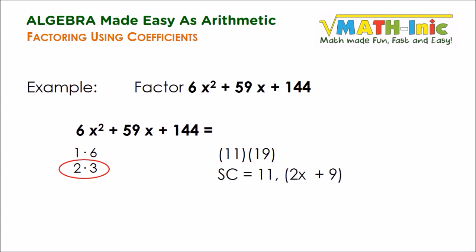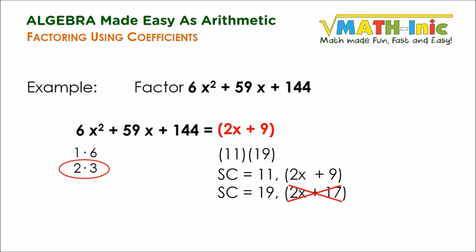If we want the sum of the coefficients of the factors to be 11 and we have 2x, 2x should be paired with 9 because 2 plus 9 is 11. If we want the sum of the coefficients to be 19 and have 2x, it should be paired with 17 because 2 plus 17 is 19. But again, we take a look at 144. 17 is not a factor of 144. So it can't be 2x plus 17. So it should be 2x plus 9.